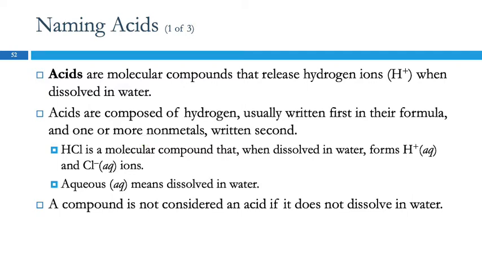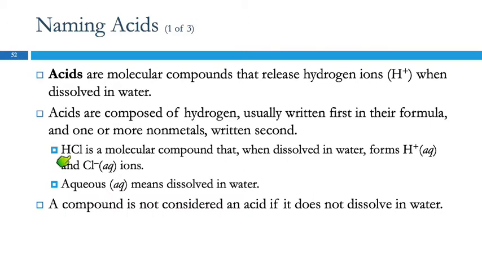So when we're looking at a compound or formula and trying to decide is it ionic, molecular, or an acid, we're looking at the first element. If the first element is H, it's an acid. If the first element is a metal, it's ionic. If the first element is a nonmetal, other than hydrogen, it's probably a molecular compound. But we only know how to name compounds that have two elements. So if you have more than two nonmetals, then we need to look elsewhere.